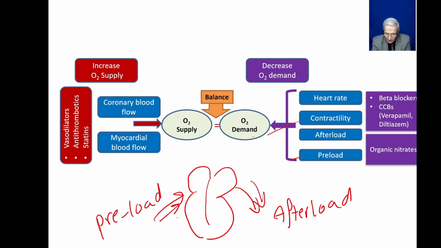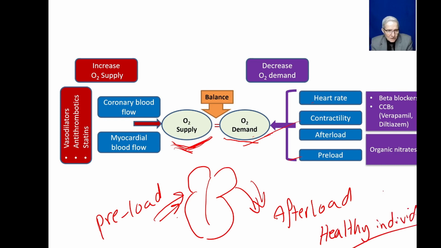Okay, so any increase in the preload and afterload may lead to an increase in heart workload and increased demand for oxygen. So you can imagine here we need more oxygen, therefore we are going to supply more oxygen to the heart muscles. So what happens there? This is the normal physiological function in healthy individuals. In healthy individuals we have this balance between oxygen demand and oxygen supply.